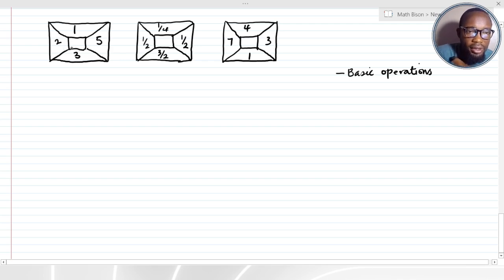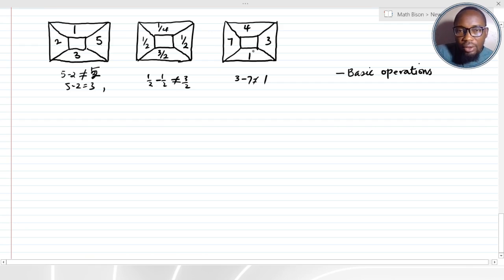Notice how I'm always going in the same direction when I'm checking. 5 minus 2 equals 3. Half minus half is not equal to 3 over 2. And here, 3 minus 7 is not equal to 1. This is what I'm saying: in the same direction, guys. You can't say 5 minus 2 and then come here and say half minus half, and now come here and say 7 minus 3. You see there's a difference. You're going right to left here, and then here you're trying left to right. It's probably because you notice that 3 is less than 7. It doesn't matter. You always have to stick to the direction of operation. All right, so let's continue.